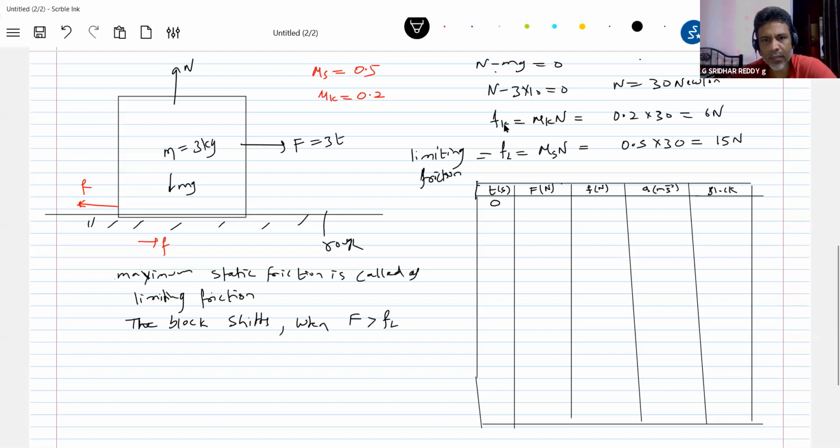At t equals 0, I applied a force. Then what is the applied force? It will be 0. So there's no applied force, and no frictional force will act here. Then acceleration is 0. What is the state of the block? It's at rest.